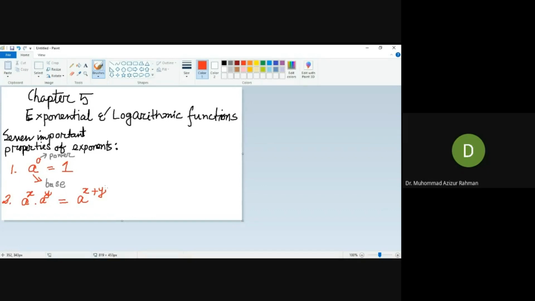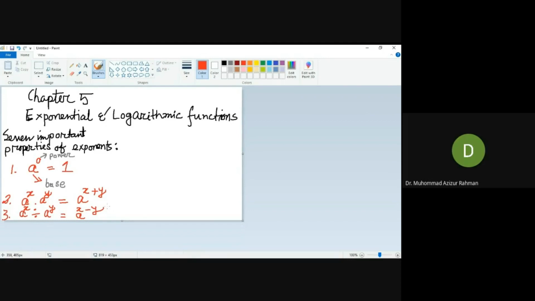Similarly, if we divide two functions, a to the power x divided by a to the power y, we can write same base, x minus y, a to the power x minus y. Clear? Yes, sir. Okay.